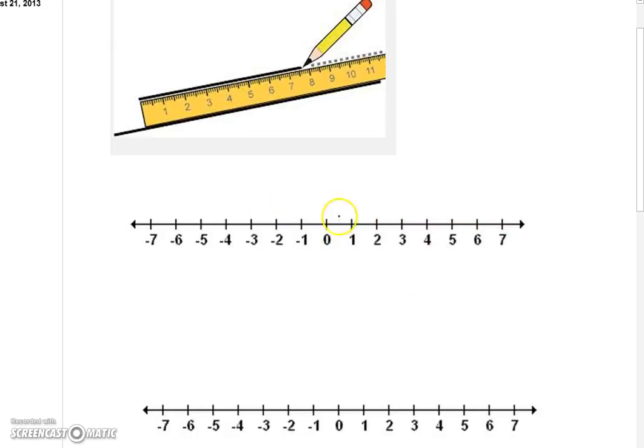So we think about a number line. This number line has an arrow because it goes on to positive infinity. You have 8, you have 9, you have 10. It goes on forever. Same here. We have negative 8, negative 9, and it goes on to negative infinity. So integers are whole numbers and their opposites.